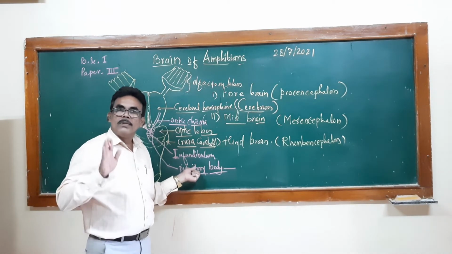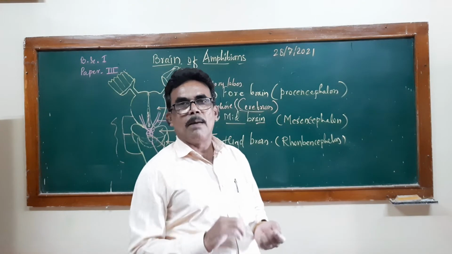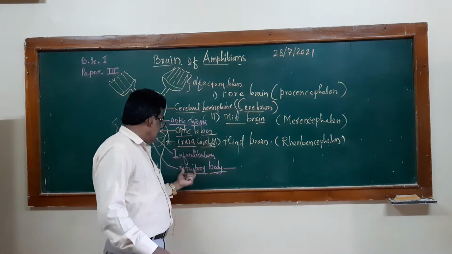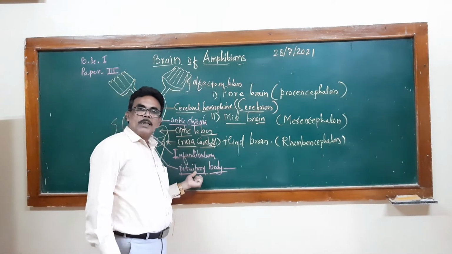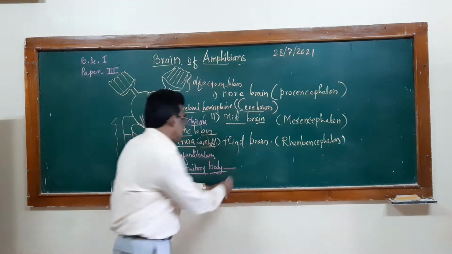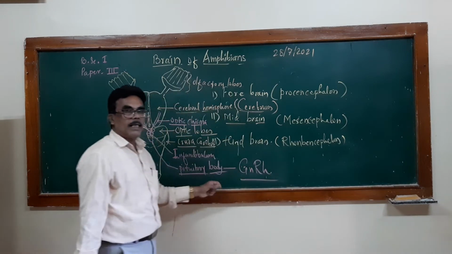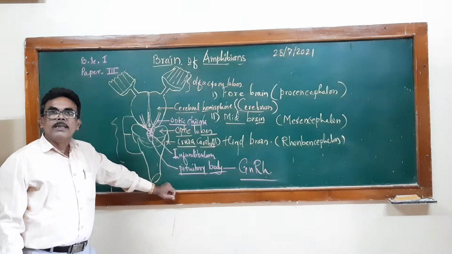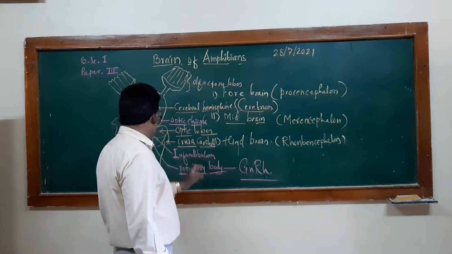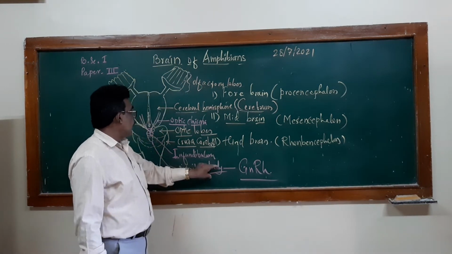Even though the adrenal gland secretes adrenaline hormone, for example, that adrenaline secretion depends on the pituitary gland. If the pituitary gland is not releasing the releasing factor, the adrenaline is not secreted by the adrenal gland. So these are the functions of the pituitary body.